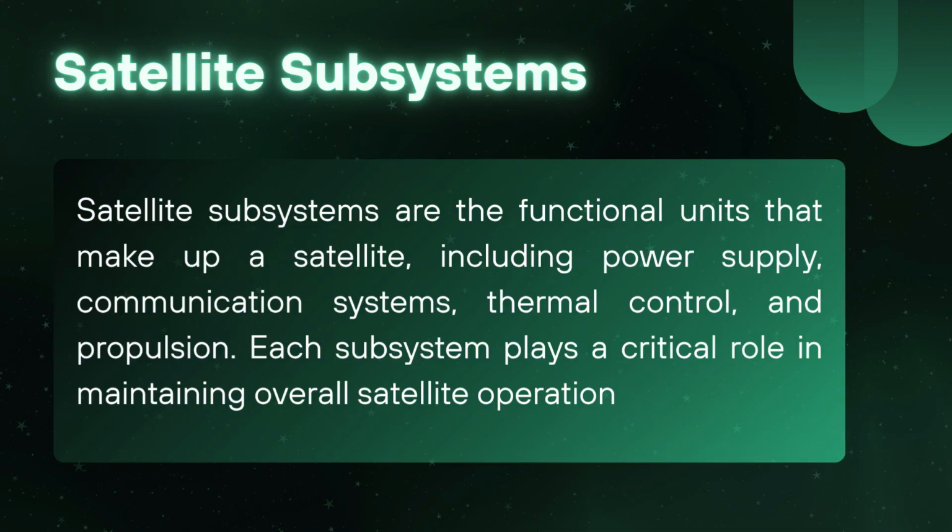Satellite subsystems are the functional units that make up a satellite, including power supply, communication systems, thermal control, and propulsion. Each subsystem plays a critical role in maintaining overall satellite operation.